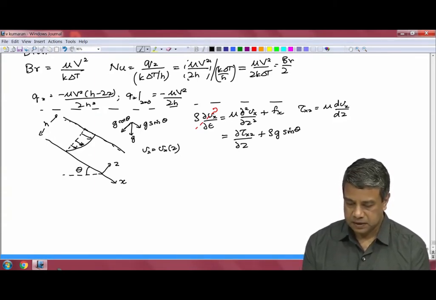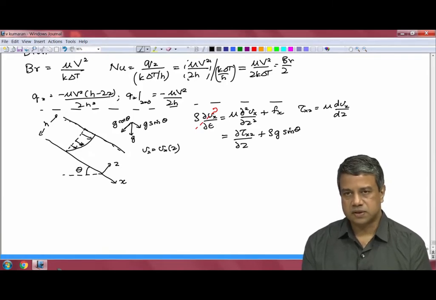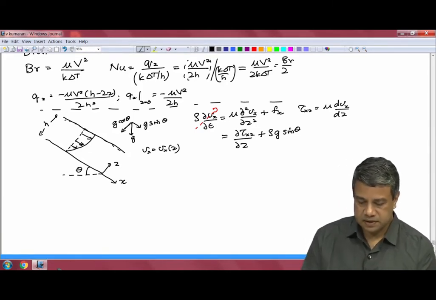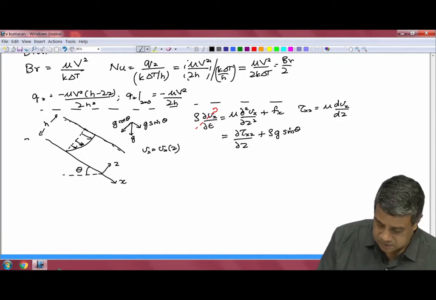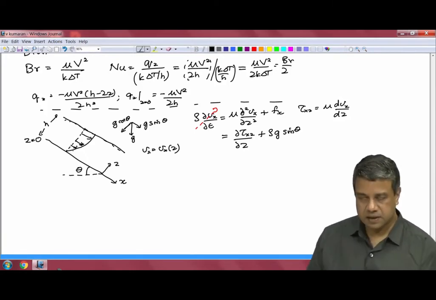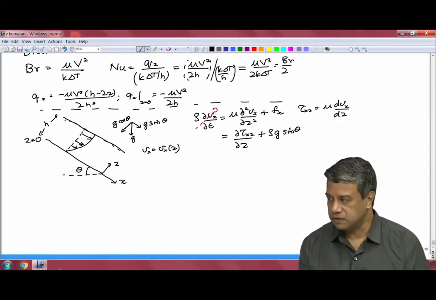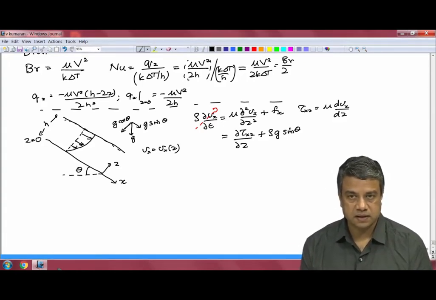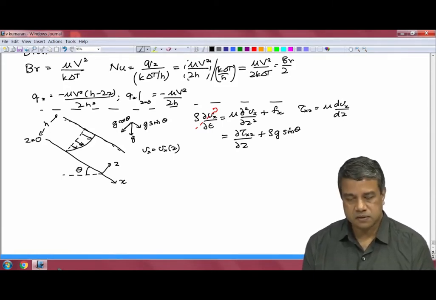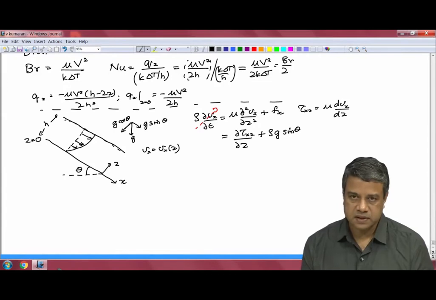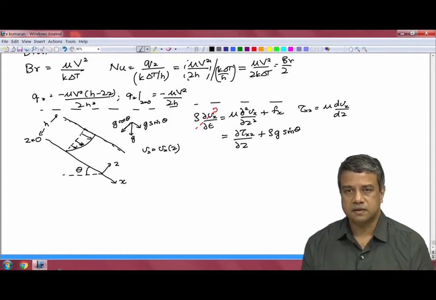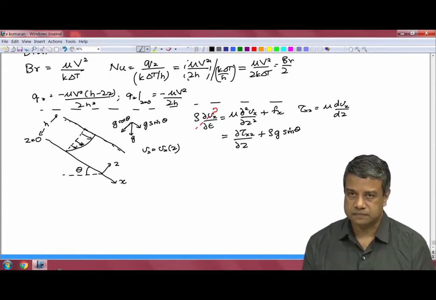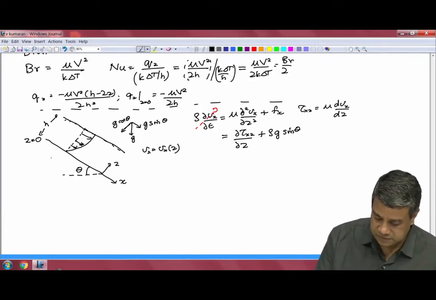What are the conditions at the two surfaces? At the bottom surface, at z equal to 0, since the fluid is flowing over a stationary surface, the velocity has to decrease to 0 at that surface. From the no slip condition, the fluid velocity at the surface has to be equal to the velocity of the surface itself. Therefore, at this surface I have a condition that Vx is equal to 0.